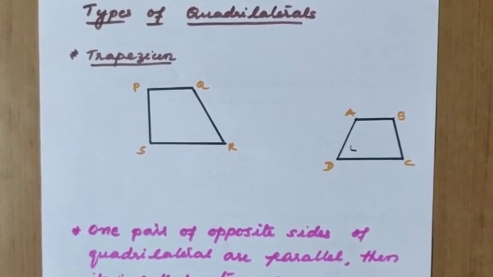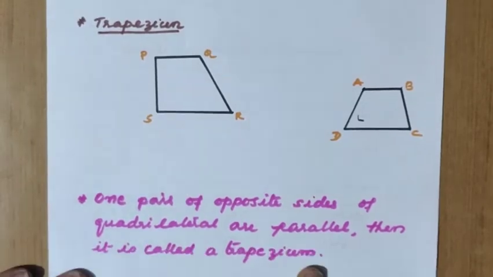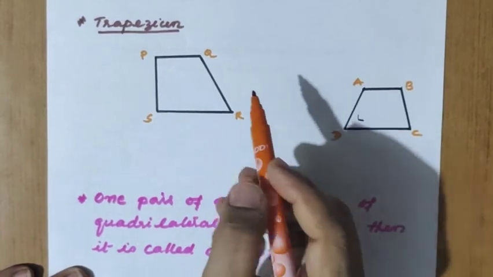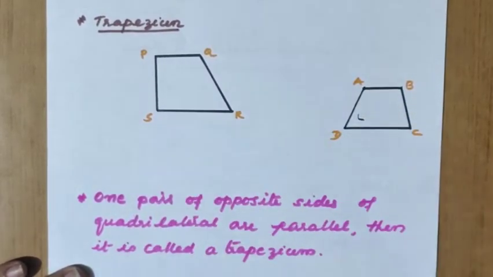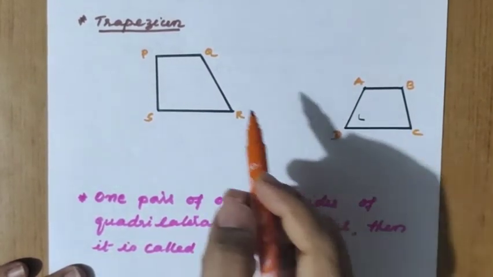Already you have studied in the lower classes. Still we will check the definition of the quadrilaterals. First one is a trapezium. In a trapezium, one pair of opposite sides of the quadrilateral is parallel. So first of all, it should be a quadrilateral in which one pair of opposite sides is parallel.